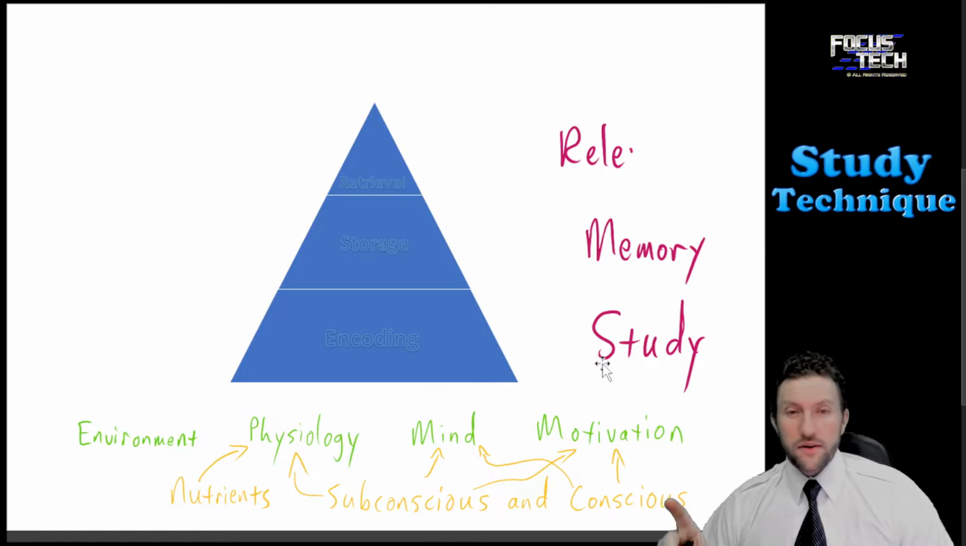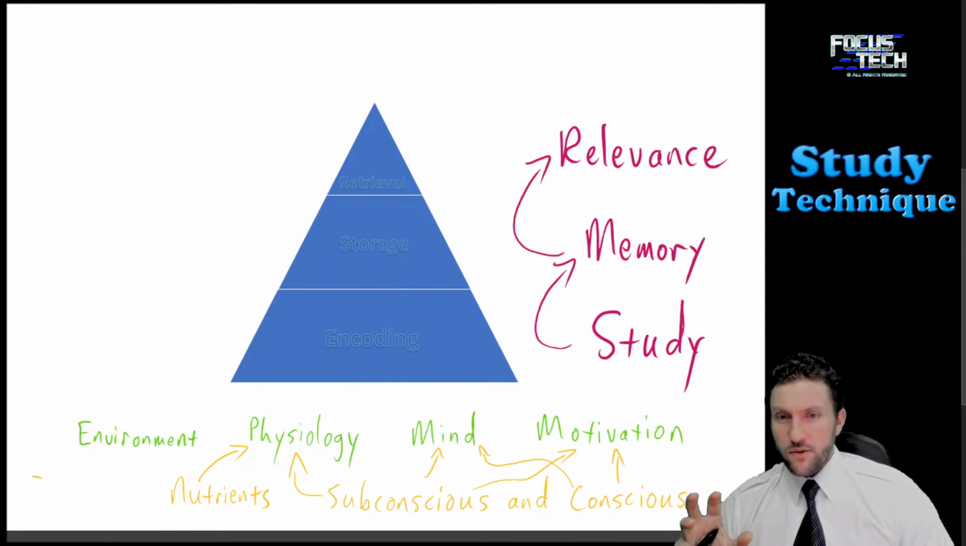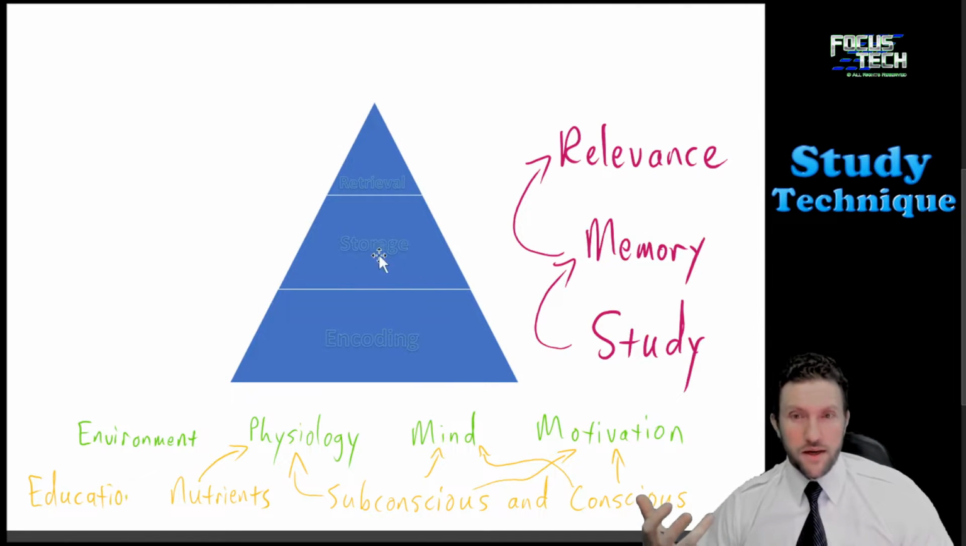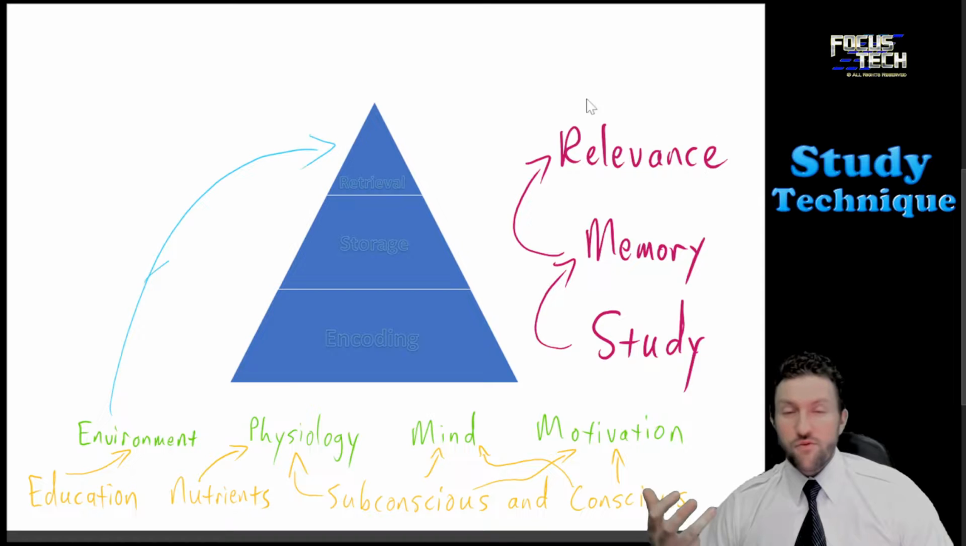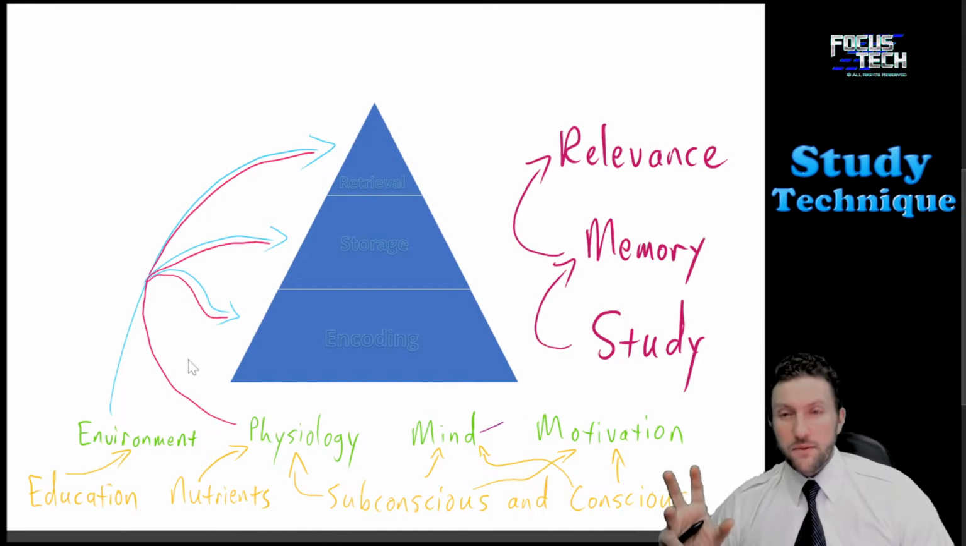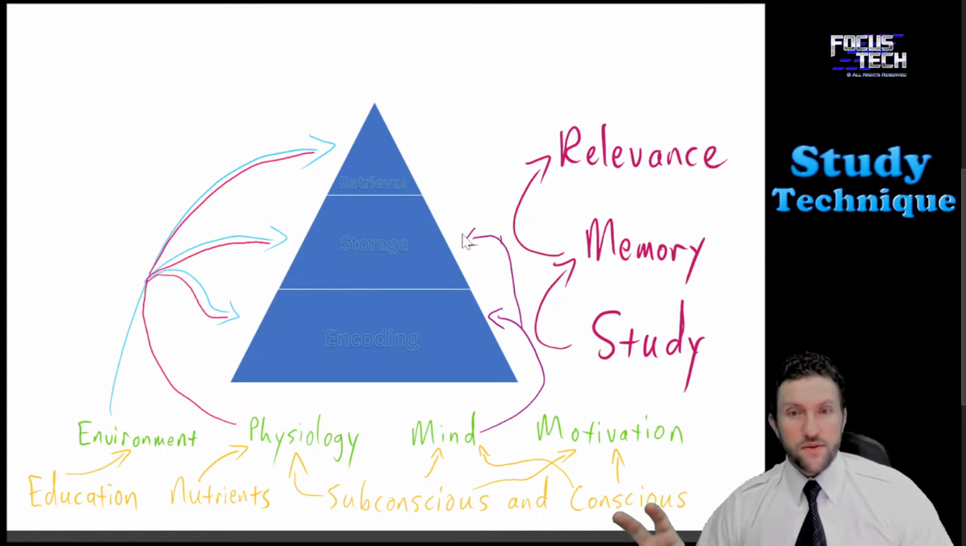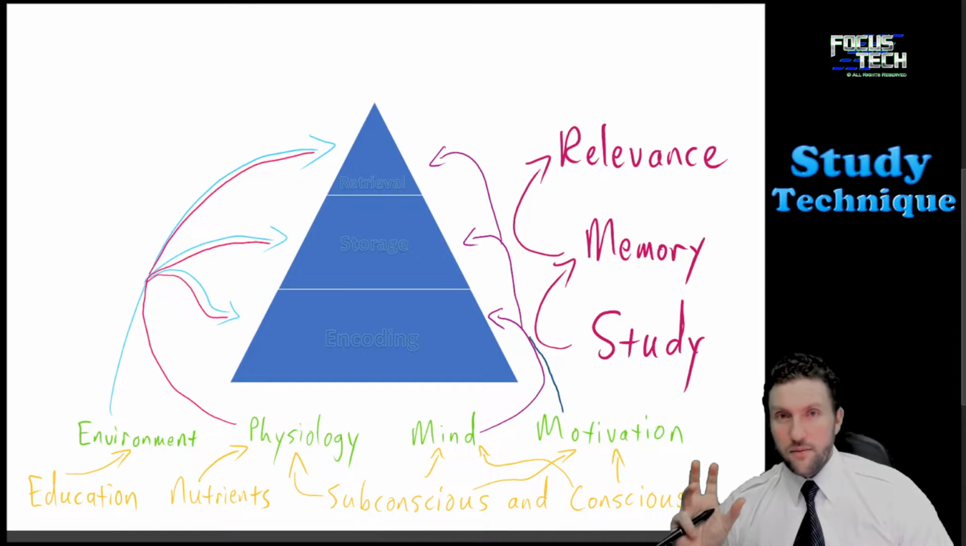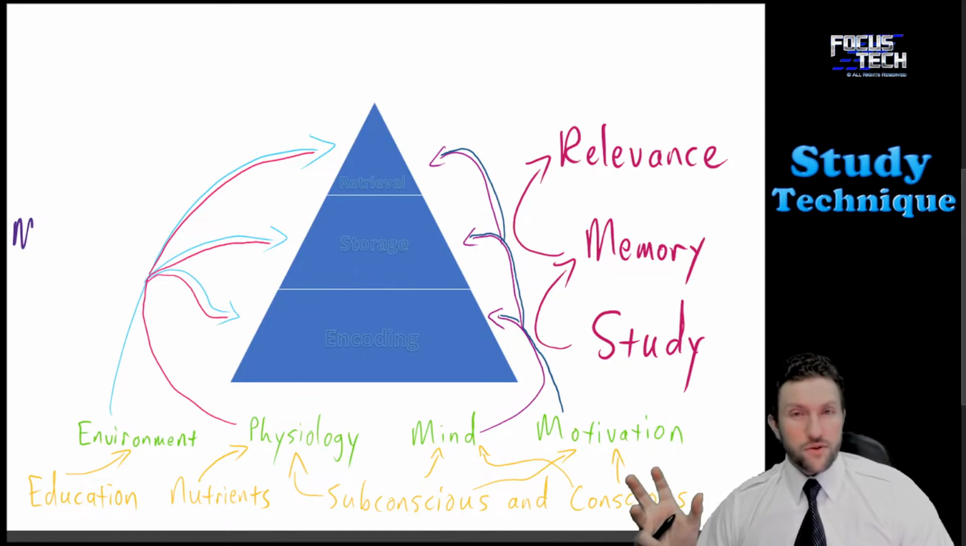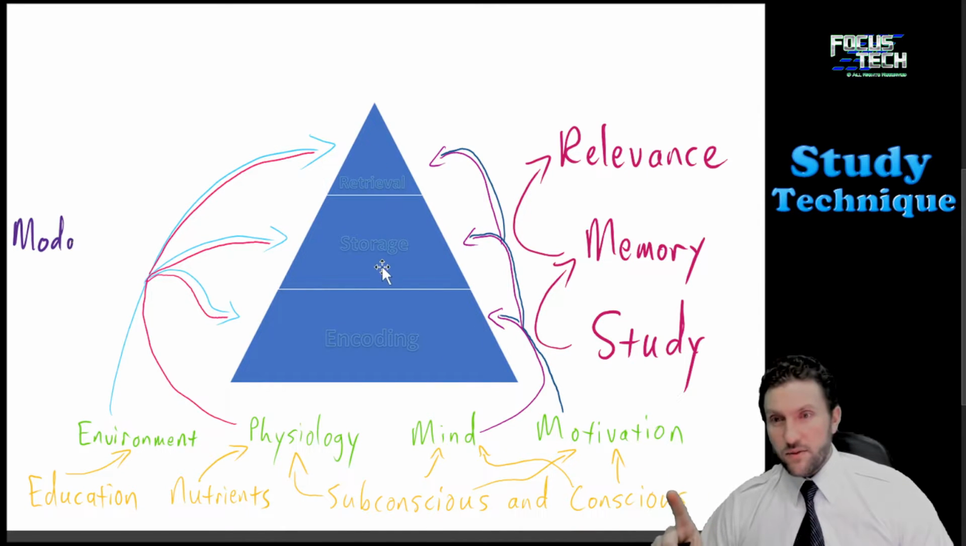Also note, encoding basically corresponds to you studying information. Storage basically corresponds to the memory that you form. And retrieval is the relevance of the information. Now, each of these factors are able to influence the different stages of being able to form memories. So regardless of whether it's encoding, storage, or retrieval, each of those are being influenced.